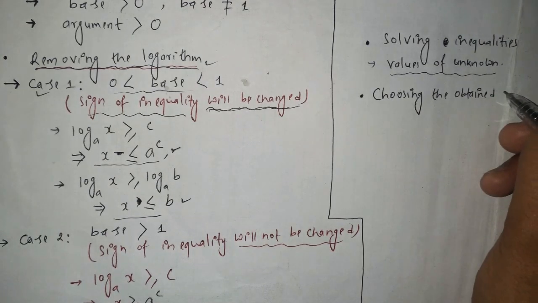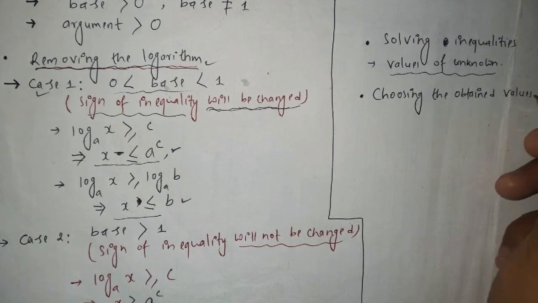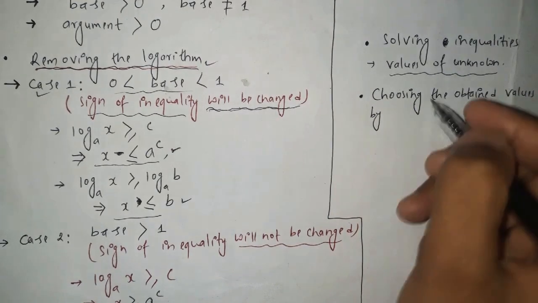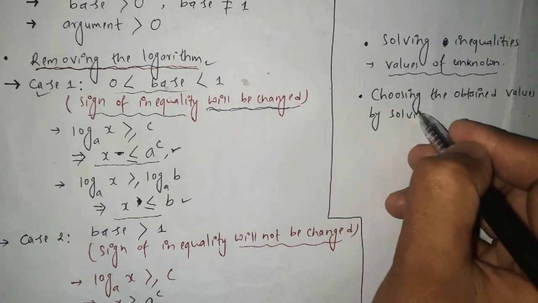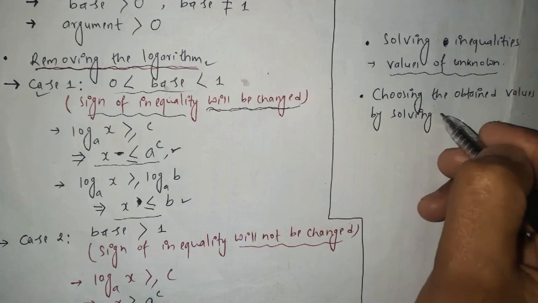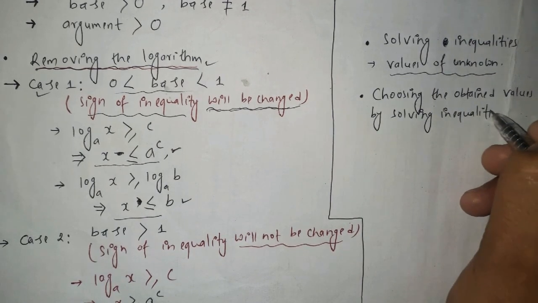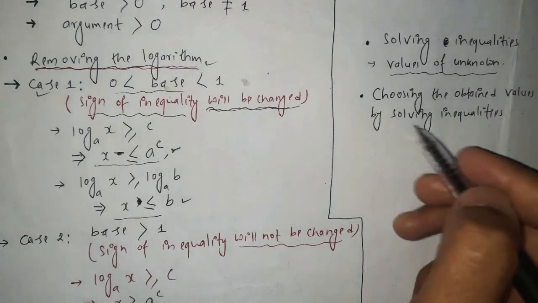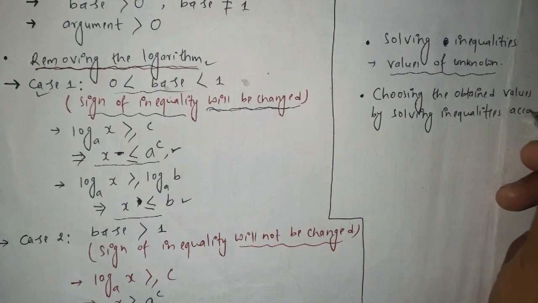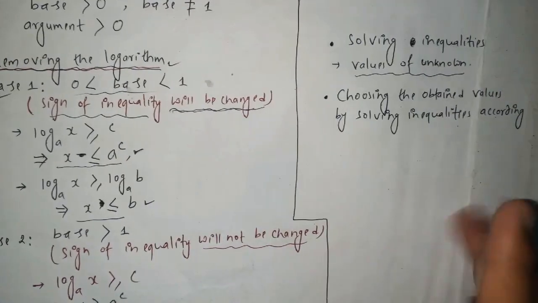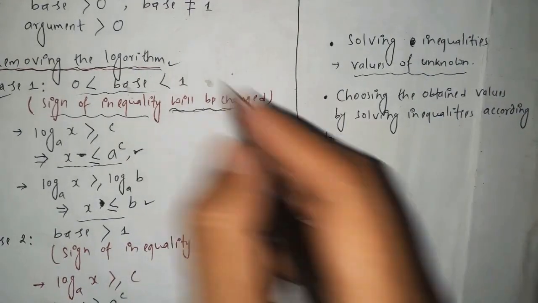Fourth step is choosing the obtained values. The values will be obtained by solving inequalities. Choosing the obtained values by solving the inequalities is done according to the conditions.